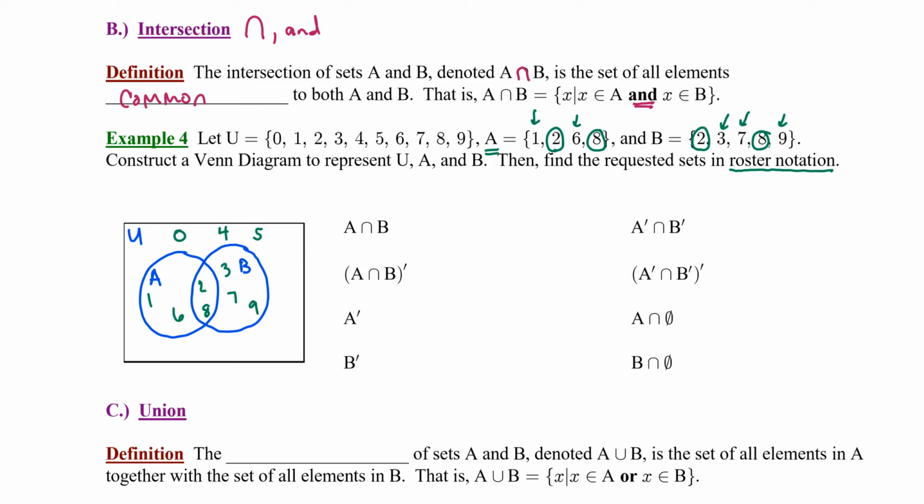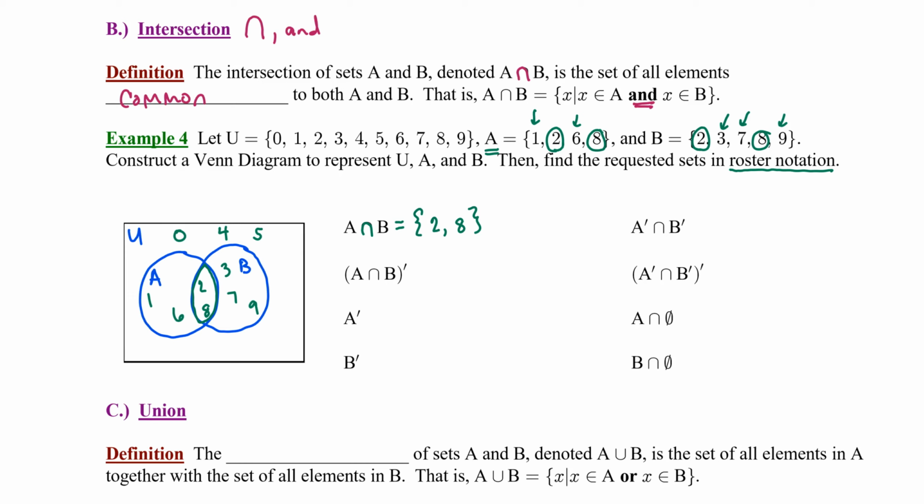The first one is A intersect B. Remember, the intersection of two sets contains elements common to both A and B, and I can see those here in the overlap between those two circles. So if we list this in roster notation, the intersection contains elements 2 and 8. Make sure you do draw the curly braces, include commas between your elements so that you have proper notation.